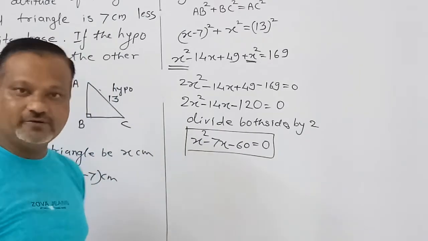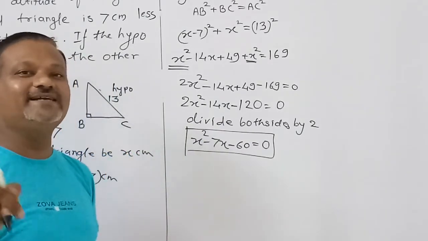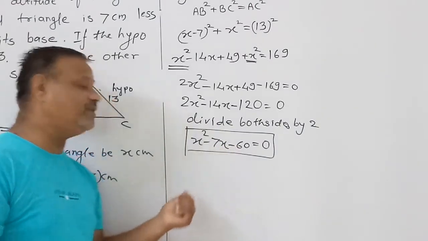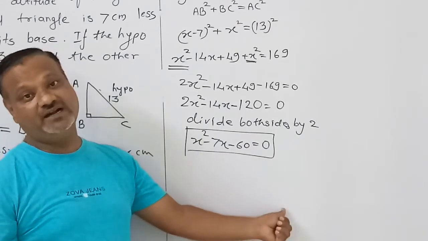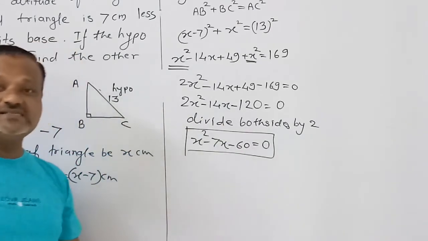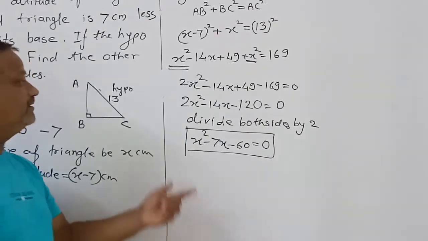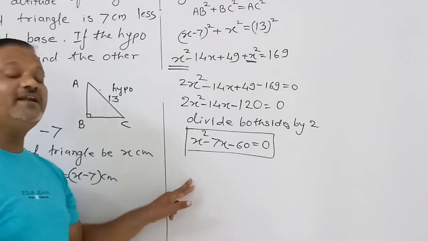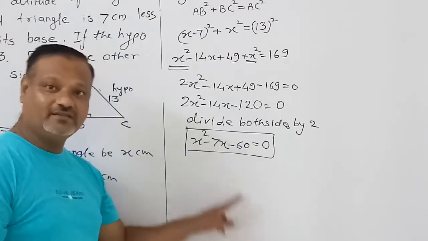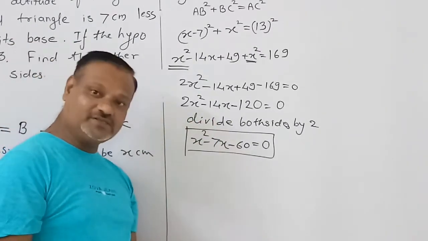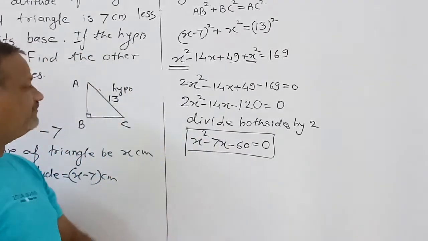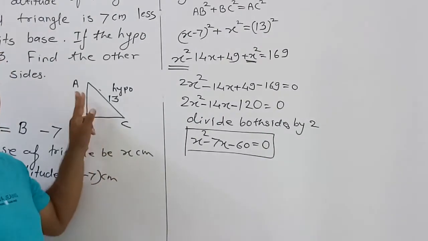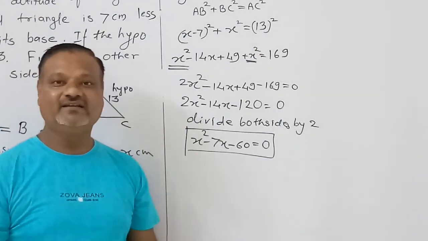From those two values we consider only the positive value, because as the multiplication is negative, one value is positive and another value is what? Negative. So we are not considering the negative value because the side of a triangle can never be negative. So we consider the side of the triangle is always positive. Therefore we consider the positive value and we put that value of x in x minus 7. So we get the base and altitude of the right angle triangle.